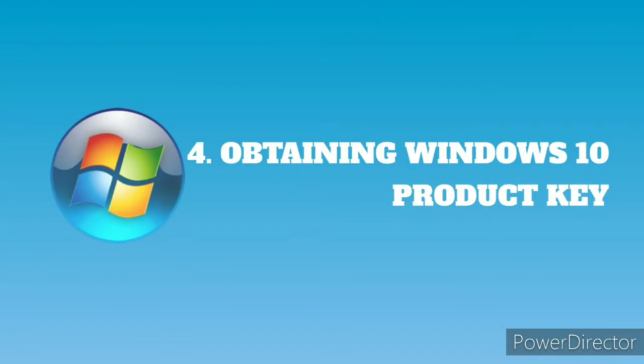The 4th thing we need to do is to obtain Windows product key. If you are installing Windows 10 on a new device or attempting to update Windows 7 or Windows 8.1, you will need to buy a valid license from Microsoft Store, Amazon, or another retailer like Shopee, Lazada, or any shop you know.